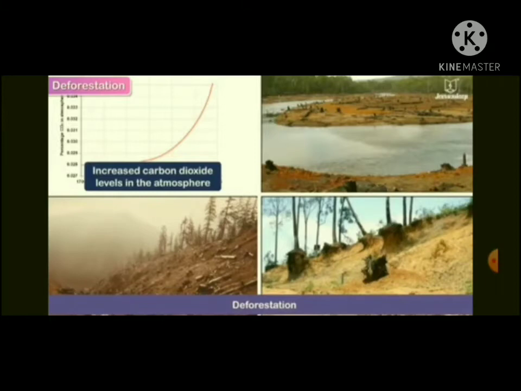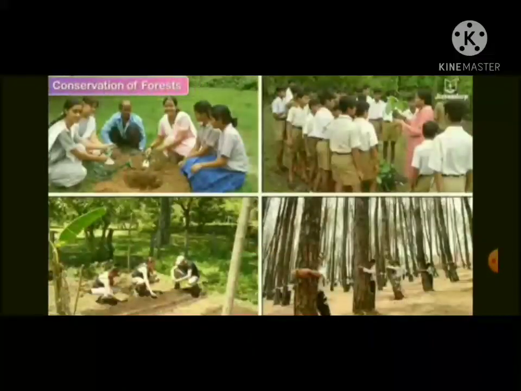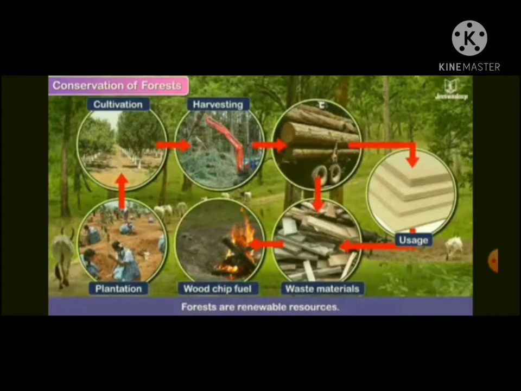Deforestation. Because of deforestation, there is increased carbon dioxide in the atmosphere, there is soil erosion, there is flood and landslide. Furthermore, destruction of forest means loss of habitat for animal and plant life. Conservation of forest. Since forest is so important, we need to conserve it. Forests are renewable resources.